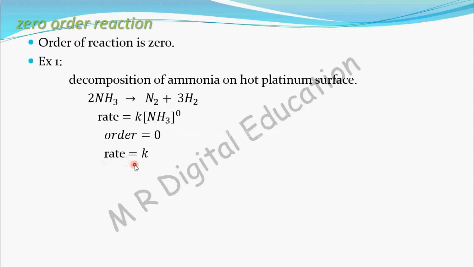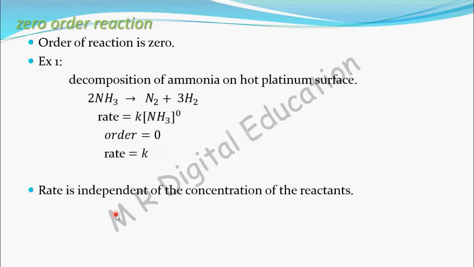What this equation indicates? This equation doesn't contain concentration term. So rate or speed for zero order reaction is independent of concentration of the reactants. That is, rate is independent of concentration of reactant. Independent means whatever may be the concentration, it may be 2 mole, 3 mole, 4 mole of the reactant, rate of the reaction always remains same.